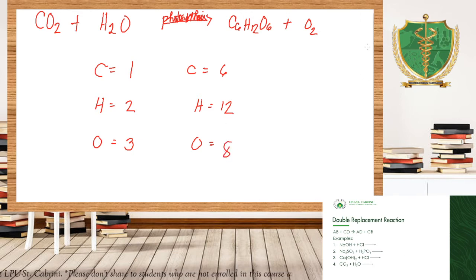Balance? Hindi. Malaking problema. Hindi balance. Paano sasagutan? Paano isosolve? Anong unang ibabalance? Correct. Carbon. 6 ang iyong carbon sa product. Sa product. Dapat 6 din to. So, ilagay mo dito, 6. 6 times 1, 6. 6 times 2, 12. Plus 1, 13. Balance? Ang carbon, oo. Ang hydrogen at oxygen hindi.